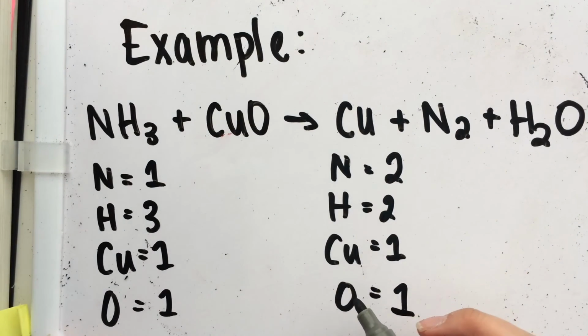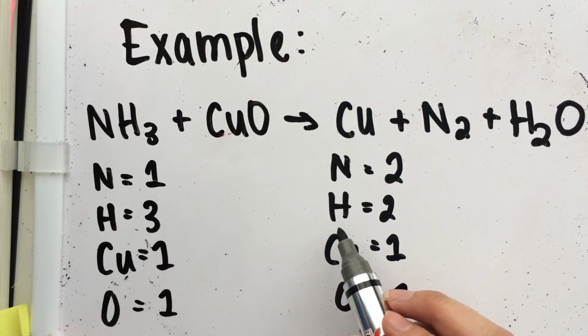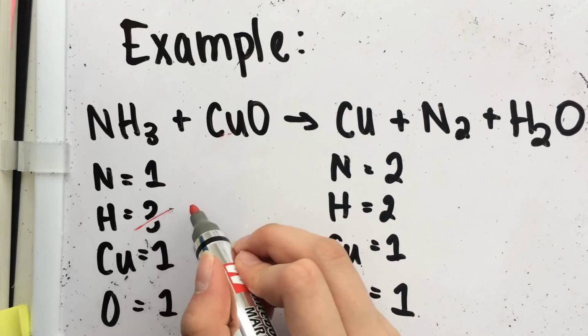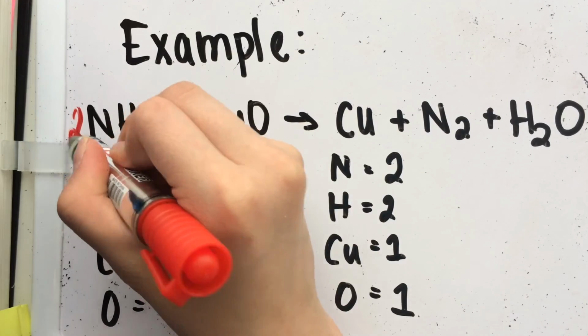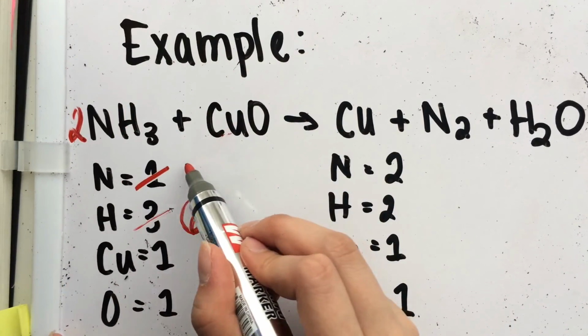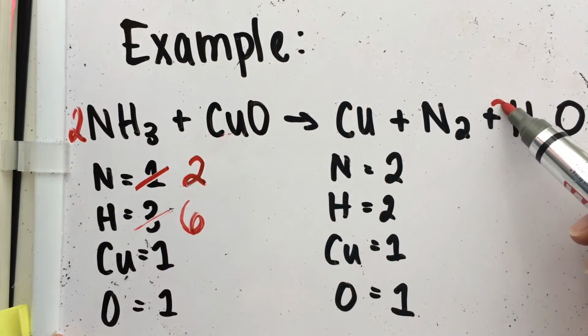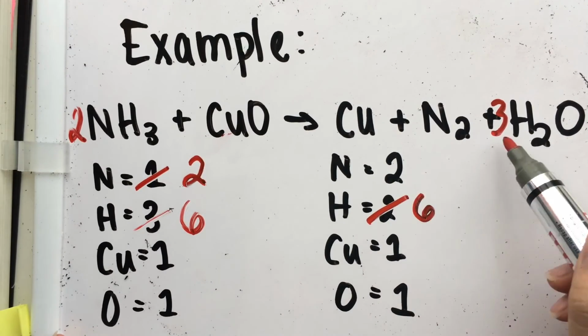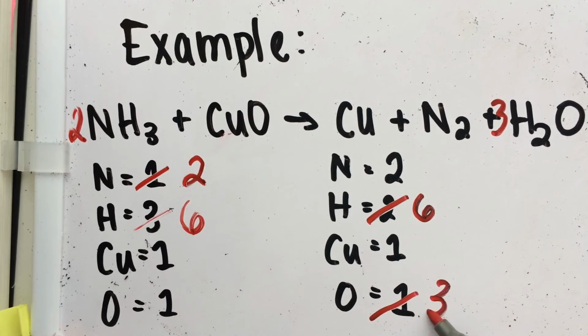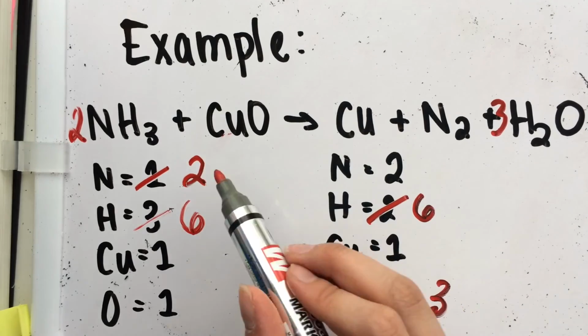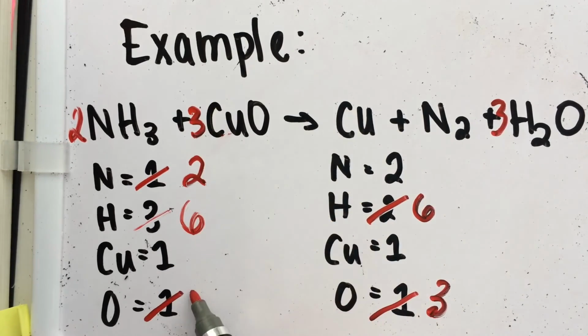First off, we're going to focus on oxygen and hydrogen. The oxygens are balanced, but the hydrogen are not. We can solve this by doing crisscross multiplication to get 6. We're going to multiply NH3 by 2 and H2 by 3. This will give us 6 hydrogen and 2 nitrogens. And over here, it is going to give us 6 hydrogens and 3 oxygens.